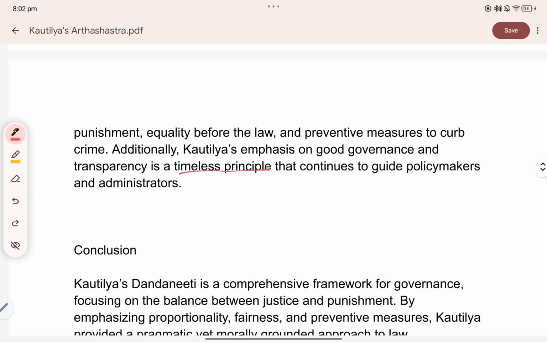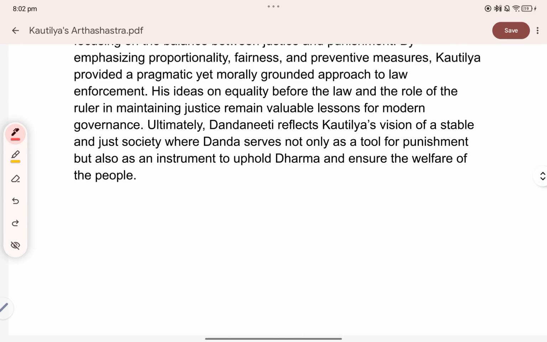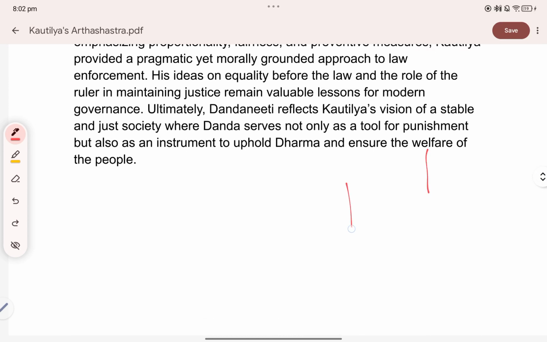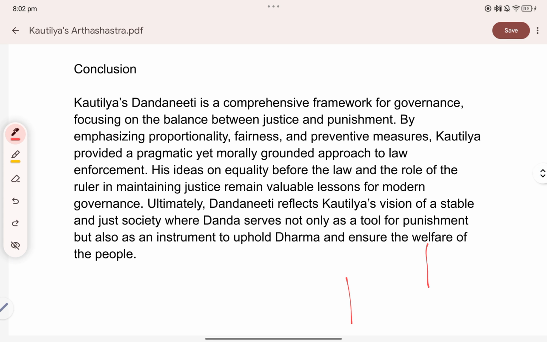Now we come to the conclusion of the answer. The conclusion states that Kautilya's Dandaniti is a comprehensive framework for governance focusing on the balance between justice and punishment. By emphasizing proportionality, these are the keywords, fairness, as well as the preventive measures, underline them, right? Kautilya provided a pragmatic yet morally grounded approach to law enforcement. I'm using a little bit higher vocab so that your answers are looking good when professors or any exam, whoever checks your exam reviews them, right?